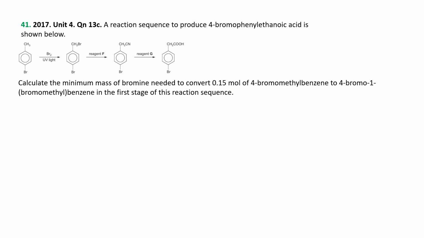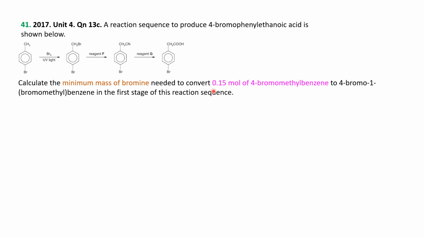Reaction sequence to produce 4-bromophenyl ethanoic acid. There we are. 4-bromophenyl ethanoic acid is shown below. Calculate the minimum mass of bromine needed to convert 0.15 moles of 4-bromomethylbenzene. There's the 4-bromomethylbenzene to 4-bromo-1-bromomethylbenzene in the first stage. So there's the 4-bromo-1-bromomethylbenzene. Okay, so essentially we're looking at this first part of the reaction.